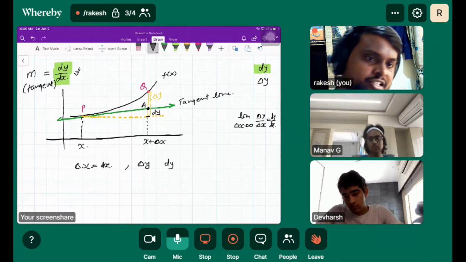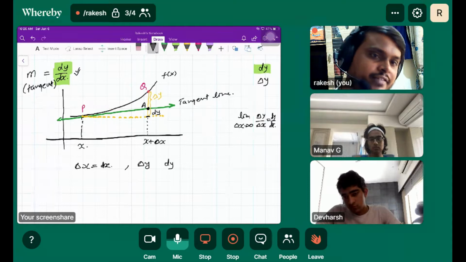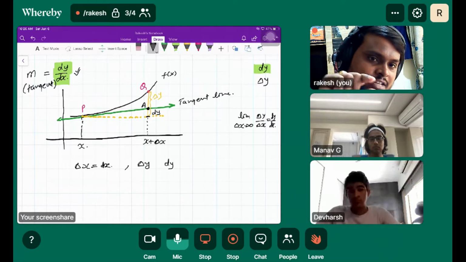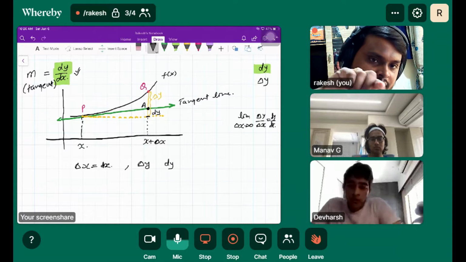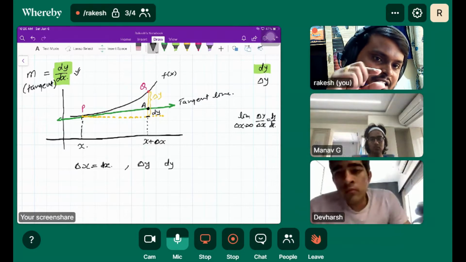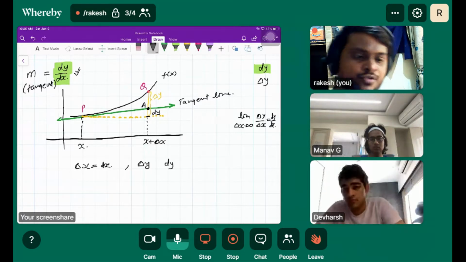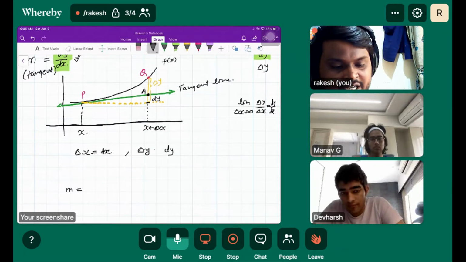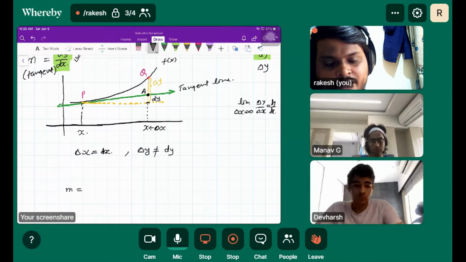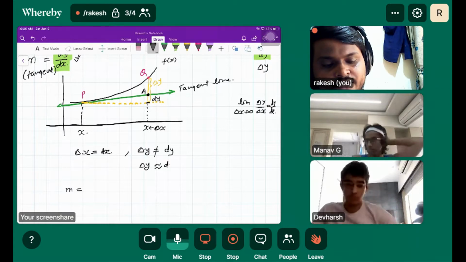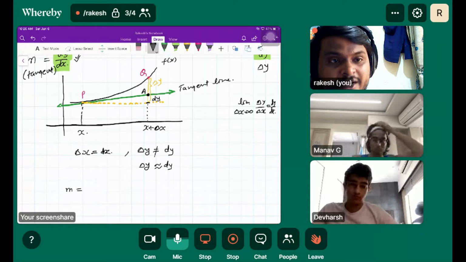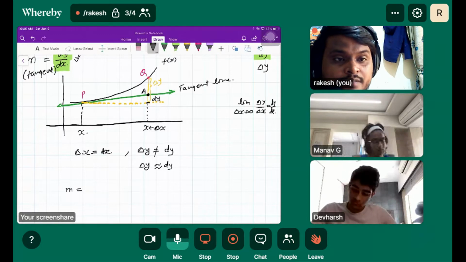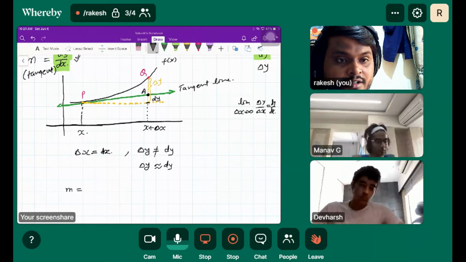If you make delta x tend to 0, then that is the derivative of the function. And I have explained where the dy lies. dy is basically the rise of the tangent line. So delta y is not equal to dy; delta y is approximately equal to dy. That's why in derivatives you always find the approximation of the change of the function.